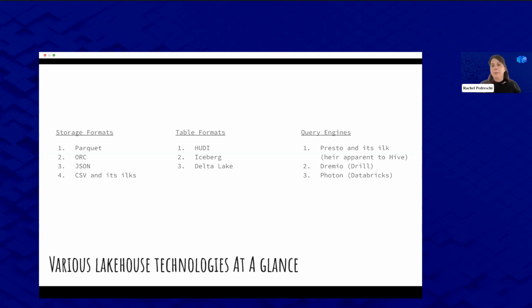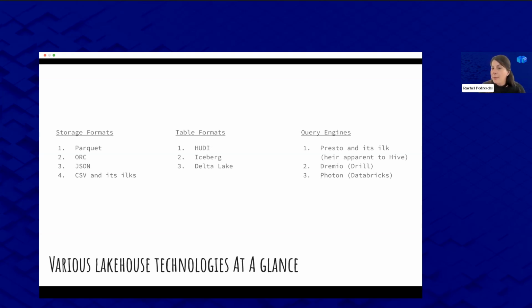Presto and its ilk, meaning Trino, is the heir apparent to Hive. So what happened there is that Facebook, again, being some of the forefront of these data technologies, was a big user of HDFS and Hive, and they wanted to make Hive more SQL friendly, so make SQL the first class citizen rather than MapReduce. So they built out Presto, which is an in-memory SQL engine that can speak directly to the underlying databases or files like in these different storage formats.